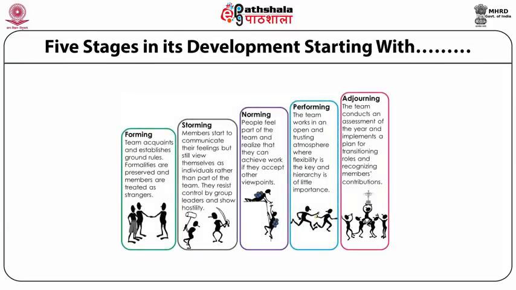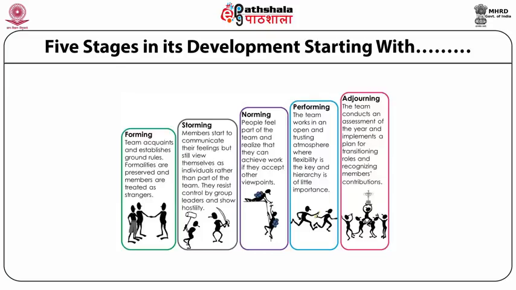Let us try to understand these 5 stages in the group development process in a little more detail for your better understanding. In the forming stage, which is the first stage in group development, the team acquaints and establishes the ground rules to be followed by the team members. The formalities are perceived and members are treated as strangers in the formation stage. Then they move on to the second stage, which is called the storming stage.